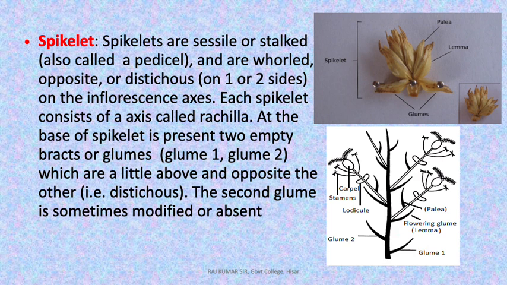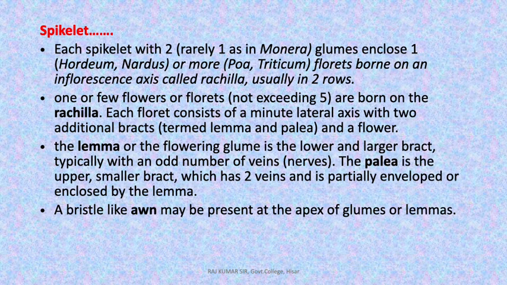And each spikelet, each floret has two flowering glumes, one is lemma and palea, and the actual flower. Each spikelet is with two glumes enclosing one or more florets borne on the inflorescence axis called the rachilla, usually in two rows. One or few flowers or florets, not exceeding 5, are borne on the rachilla.